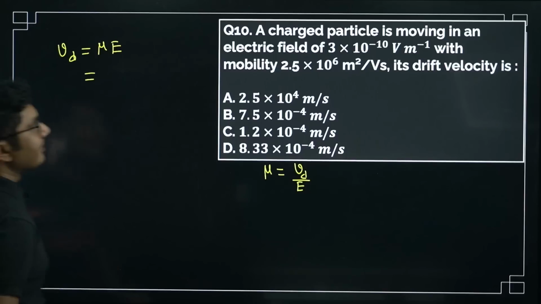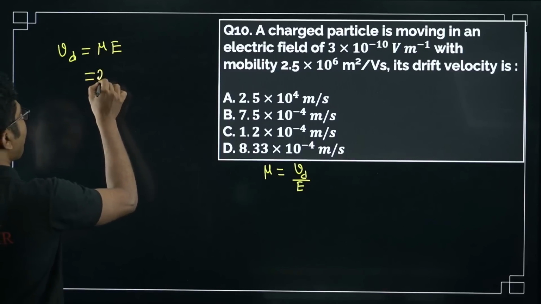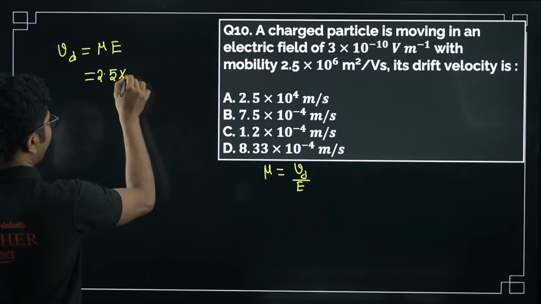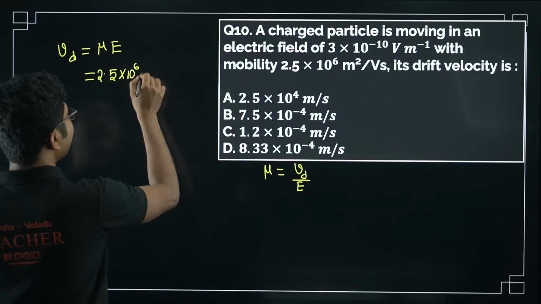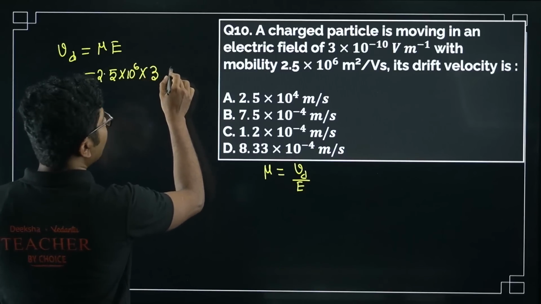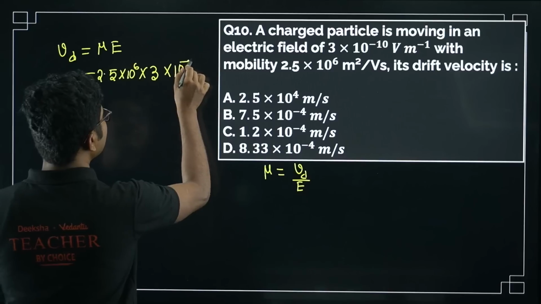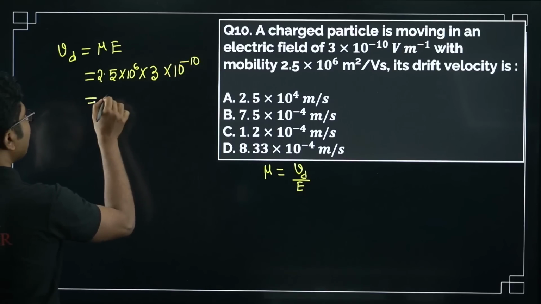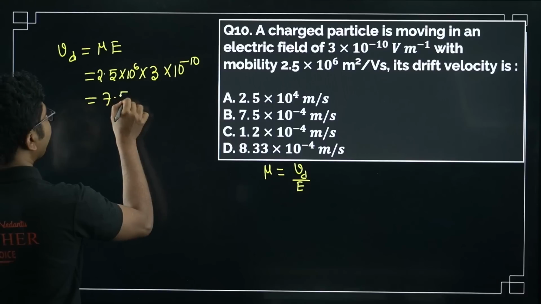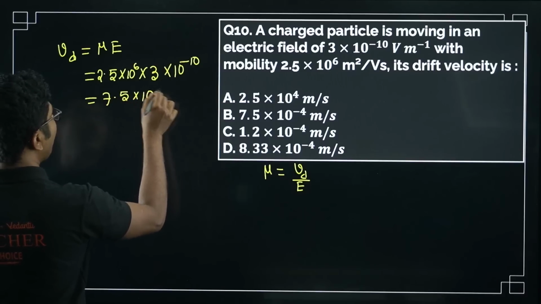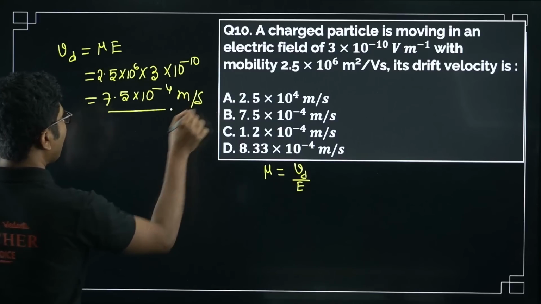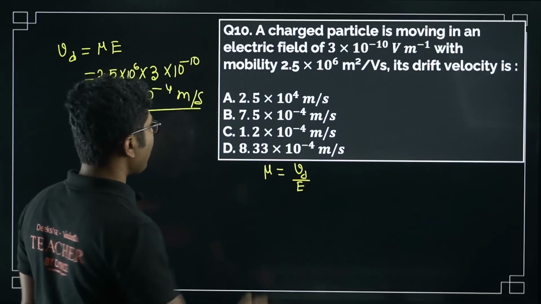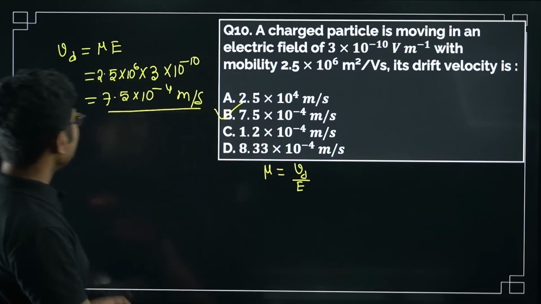So mu is given here 2.5 into 10 to the power of 6, and electric field is given 3 into 10 to the power of minus 10. So it will be 7.5 into 10 to the power of minus 4 meter per second. Okay, 7.5 into 10 to the power of minus 4 meter per second is the answer.